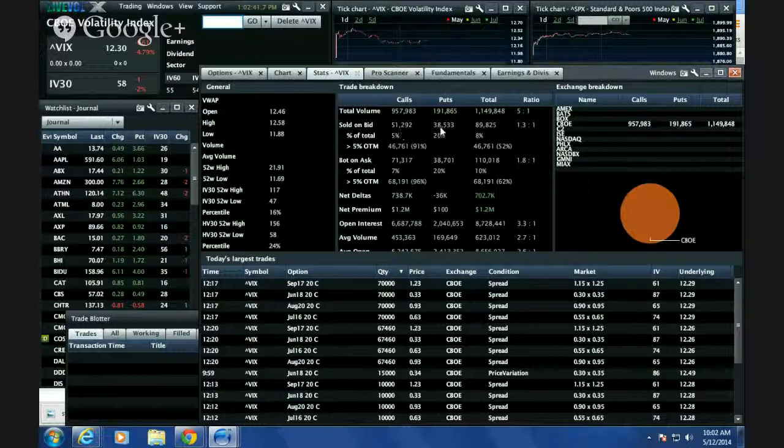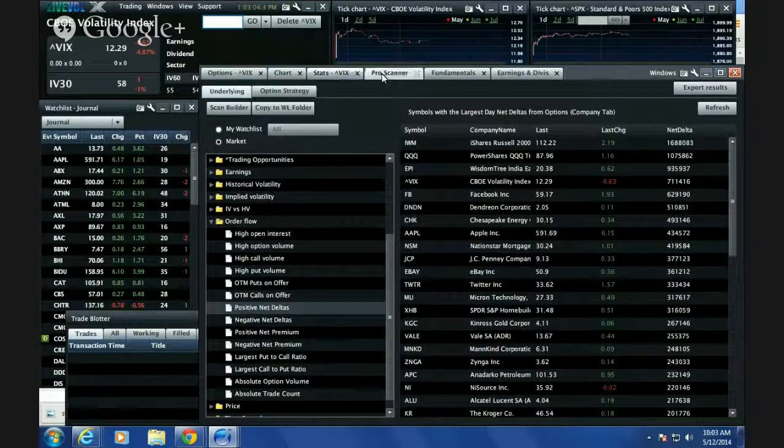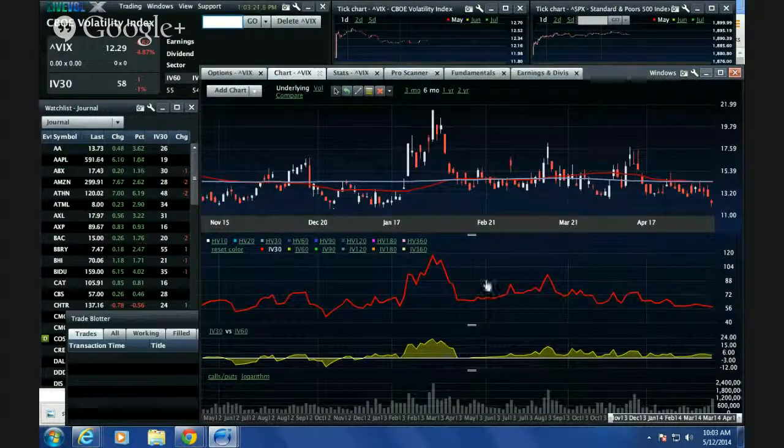If somebody is selling puts on the bid, that's getting you long delta. If people are buying puts on the offer, that's getting you short delta. What we do is we sum it and put it right here, and then you have the net deltas and the net premium. The net deltas basically give you which way the order flow is going. So you see in VIX, people are betting on the VIX going back up. Let me go to the chart.